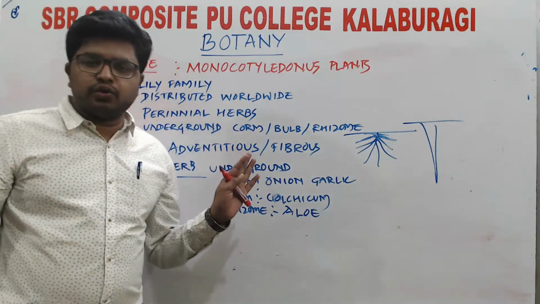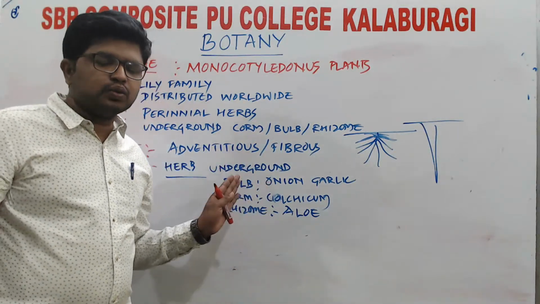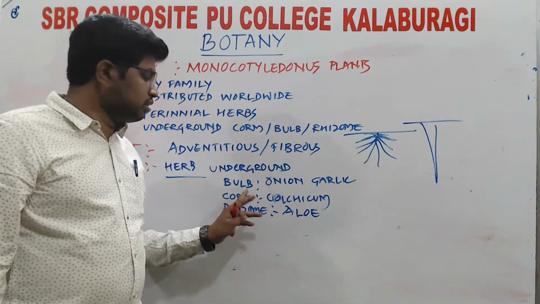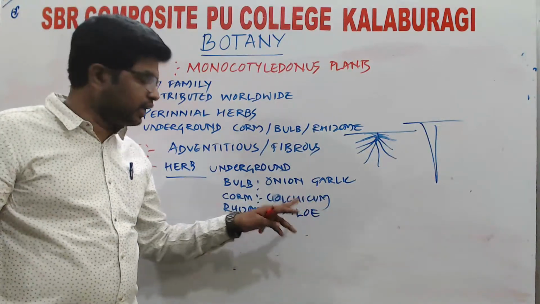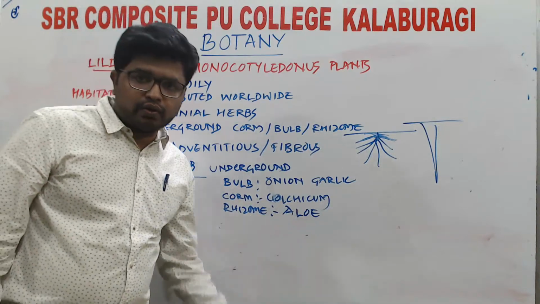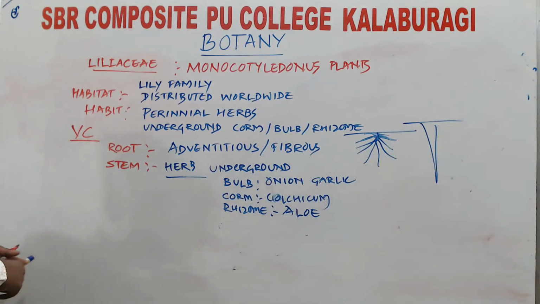Herb, you will not find an aerial stem here. Most of the members of the Liliaceae family have underground stems, such as bulb, you see onion and garlic. Corm, colchicum is the name of the plant. Rhizome, aloe vera. Okay. The next, leaves.